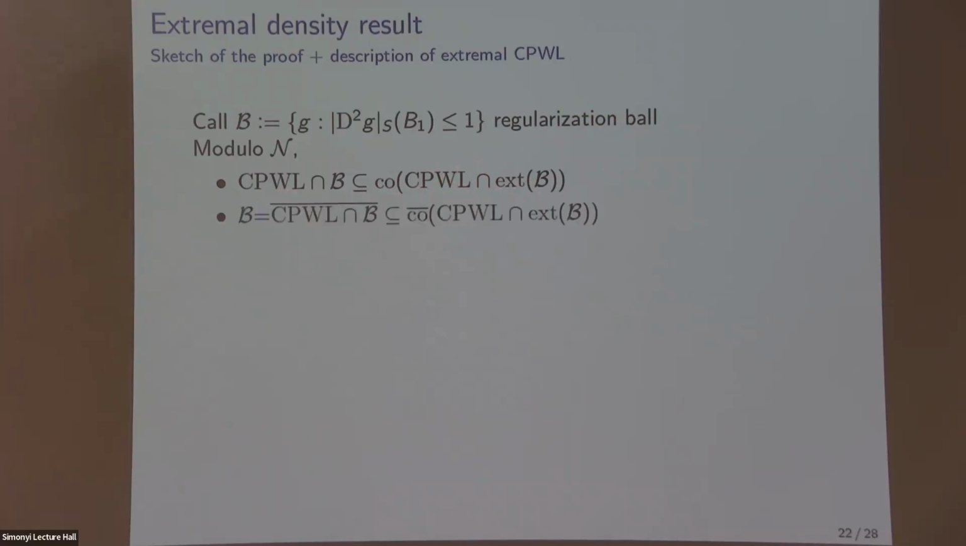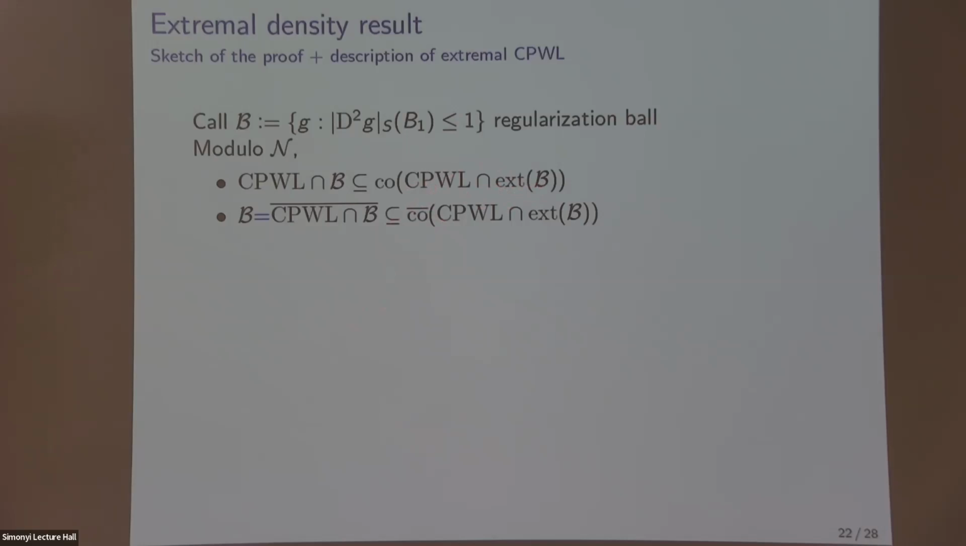Yeah, of course. Okay, so let me take the closures. So I take here the closed convex hull, and here the closure of this set. But the closure of this set is the whole B, and this is because of the main density. So the first point is not obvious because CPWL is not a linear space. CPWL, it is a linear space. Then? But a priori, extremal CPWL points can be too few.